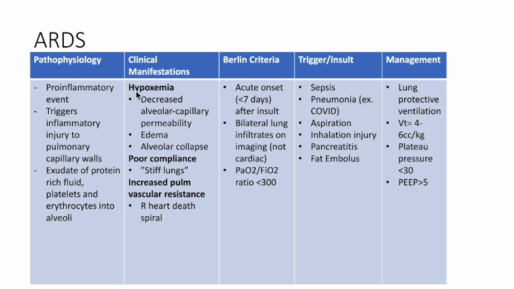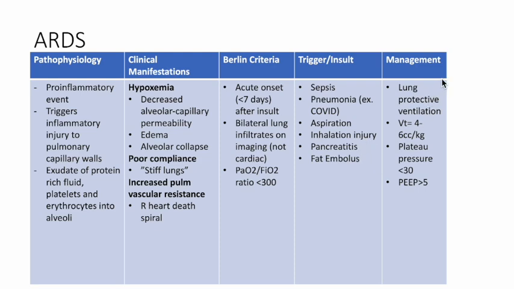The clinical manifestations are hypoxemia, low compliance, or stiff lungs, and increased pulmonary vascular resistance. The criteria are acute onset less than 7 days after insult, bilateral lung infiltrates on imaging that are not cardiac, and a P to F ratio less than 300. The triggers are usually infectious, but also include things like aspiration, inhalation injury, pancreatitis, and fat embolus.